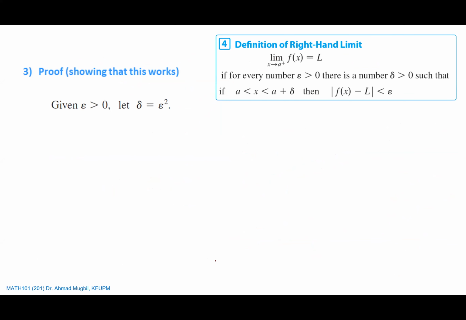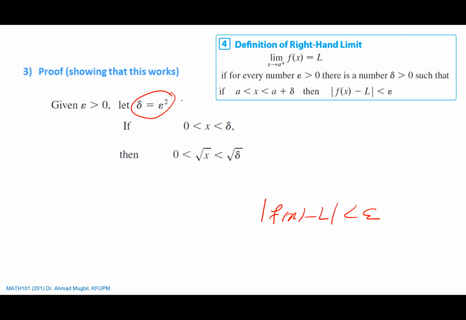Now, the third step is usually just a matter of verifying. At the end, you should have the absolute value of x minus L less than epsilon. This is what we want at the end. Now, what we will do, we will start with this. Now we have delta. I know what delta is. Delta is epsilon squared. So I will go now to this f of x minus L.